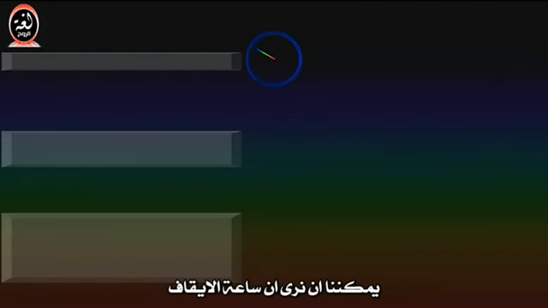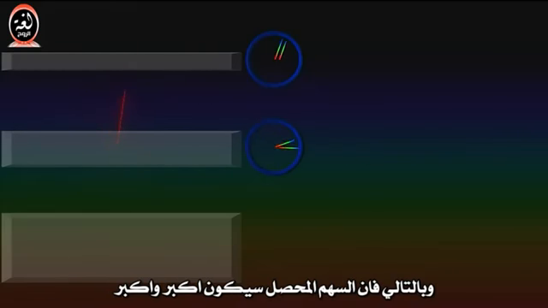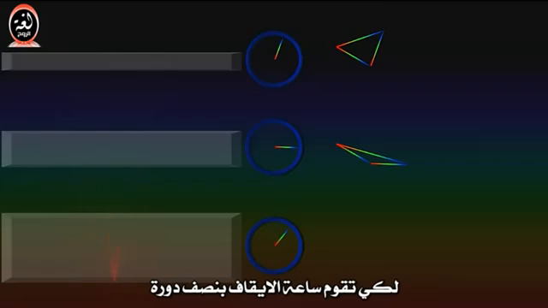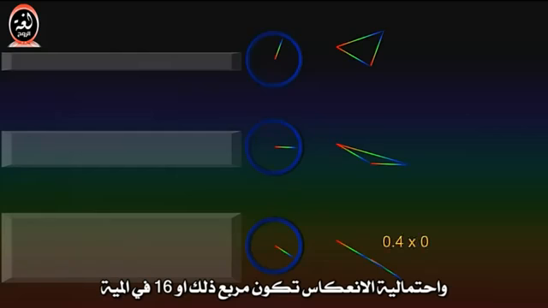As we replace the glass with increasingly thicker pieces, we can see that the stopwatch for the second path would turn more and more as the path gets longer. So the resultant arrow gets longer and longer as well, and the probability of reflection grows. When the glass is just thick enough for the stopwatch to make a half turn, the length of the two arrows add to give us 0.4. And the probability of reflection is the square of this, or 16%.